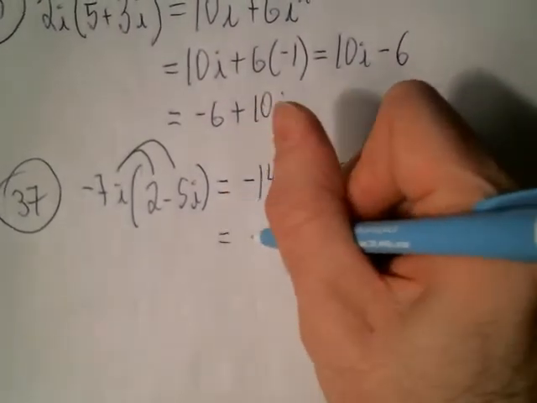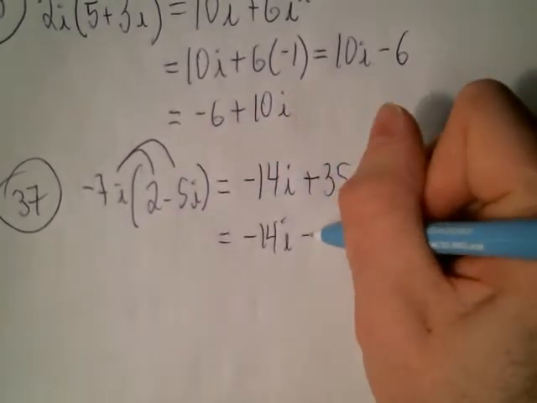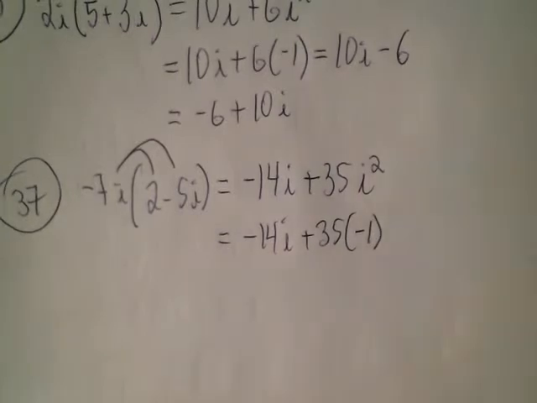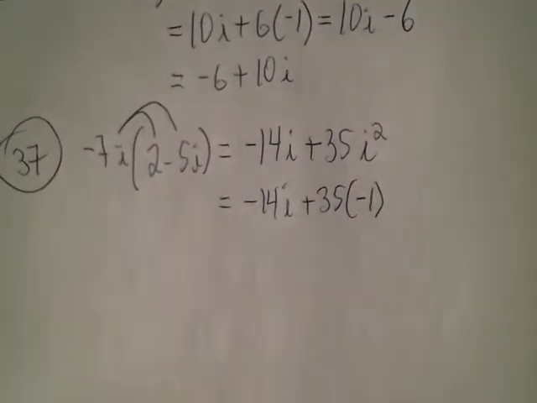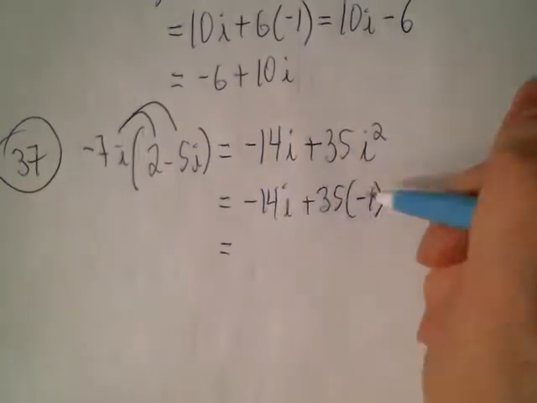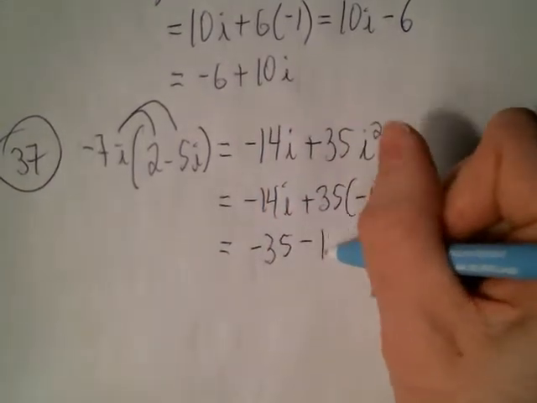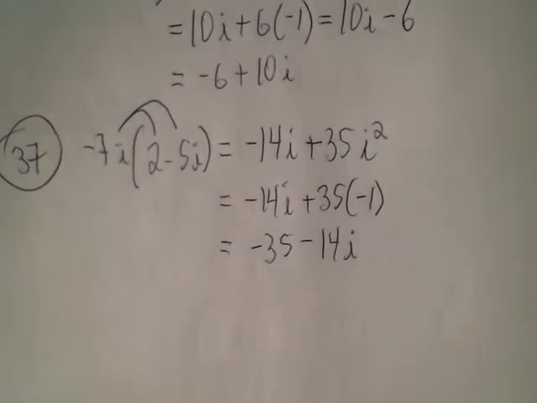Okay, so that'll be -14i plus 35, replace the i squared with -1. So I have, let's write that first, right? So -35 minus 14i, and that'll be it.